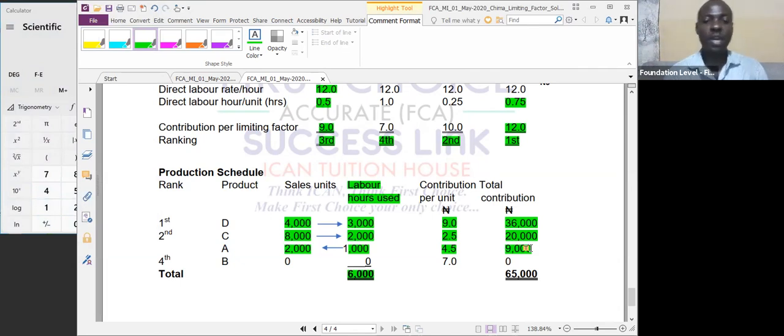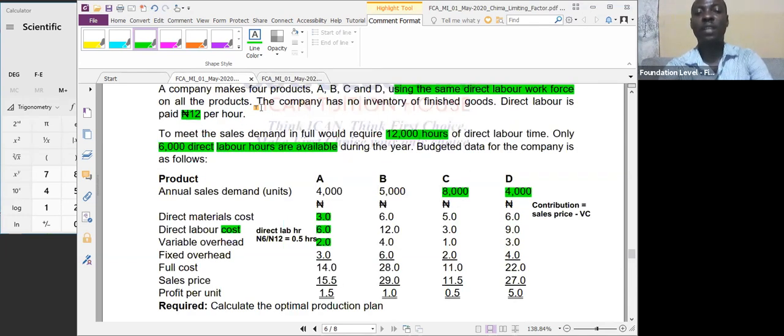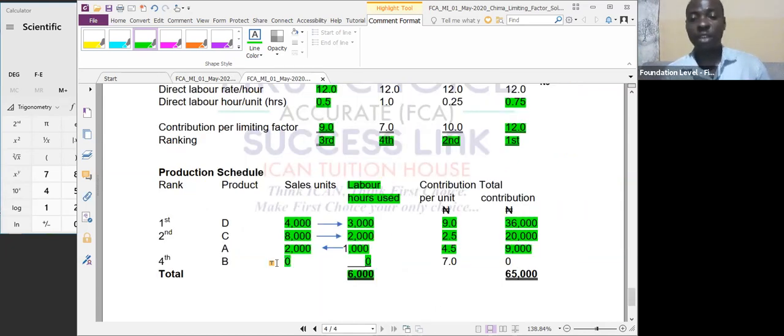So you look at it again. I have done D, I've spent 3,000. I've done C, I've spent 2,000 hours. I have done A, I have used the remaining 1,000. All my 6,000 hours has been satisfied. That means there is no hour for doing B. So if you cannot produce B, there's no hour left for producing B. All you will need to do is you will not produce B at all. B is 0 sales units. Even though your contribution per unit is 7 naira, you are going to get 0 naira contribution.